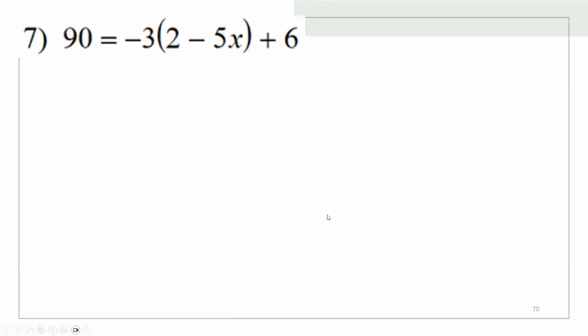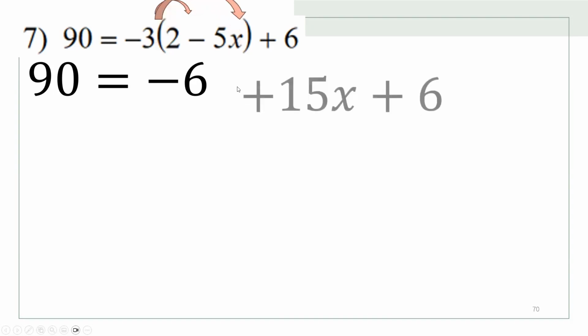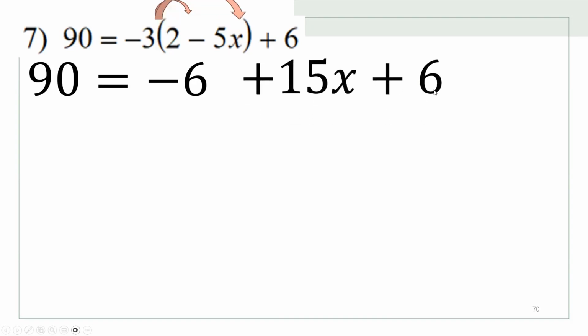Okay, here we go. These ones add a little bit more. You still have that distribution. For this one, we're going to multiply through by -3. So -3 times 2 is definitely -6. -3 times -5 is a positive 15x. And then we drop down the positive 6.